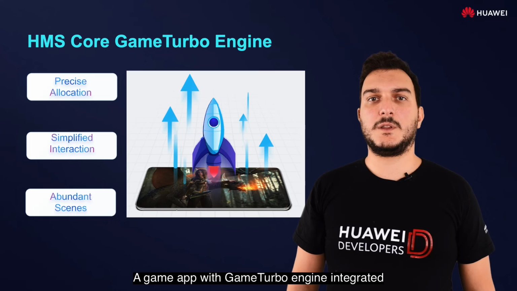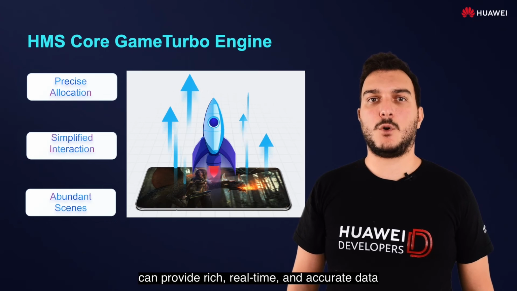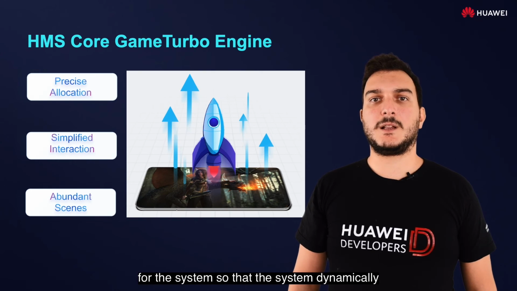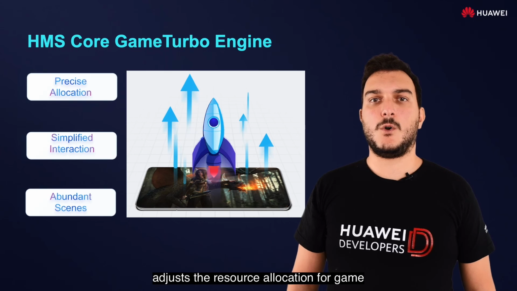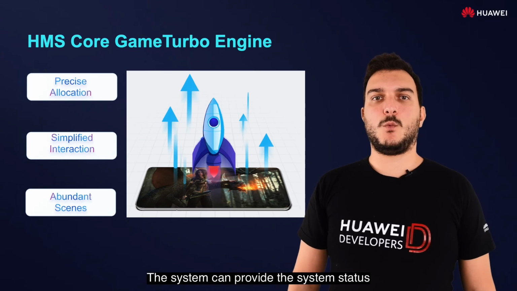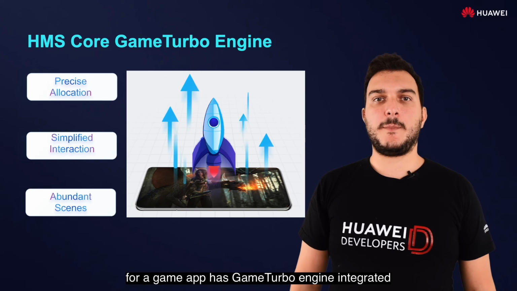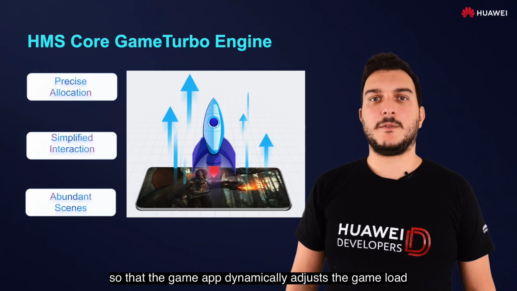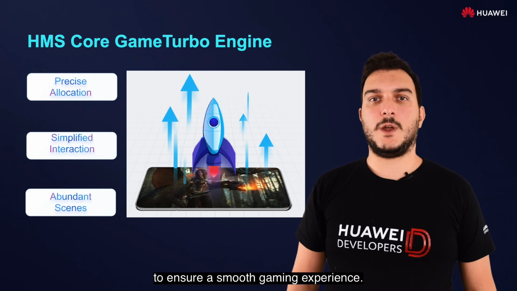A game app with GameTurbo Engine integrated can provide rich, real-time, and accurate data for the system, so that the system dynamically adjusts the resource allocation for a better gaming experience. The system can provide system status for a game app that has GameTurbo Engine integrated, so that the game app dynamically adjusts the game load to ensure a smooth gaming experience.